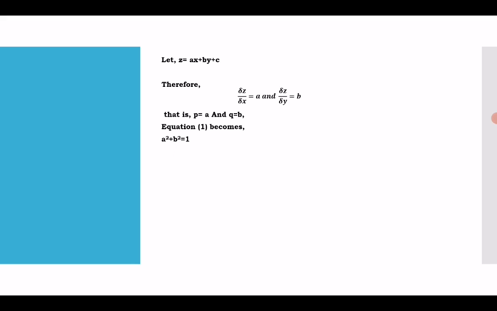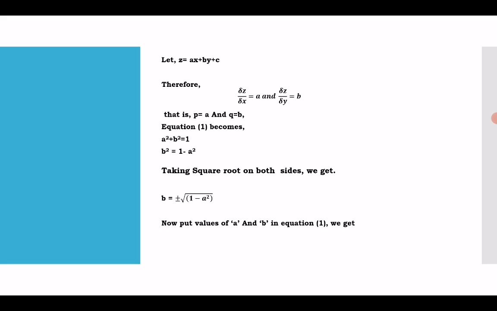From this, we can find the value of b square, which is 1 minus a square. Now, taking the square root on both sides, we get b equals plus or minus root over 1 minus a square. Now, put the values of a and b in equation number 1, that is z equals ax plus by plus c. We get z equals ax plus or minus root over 1 minus a square into y plus c. That is the required solution of the given problem.